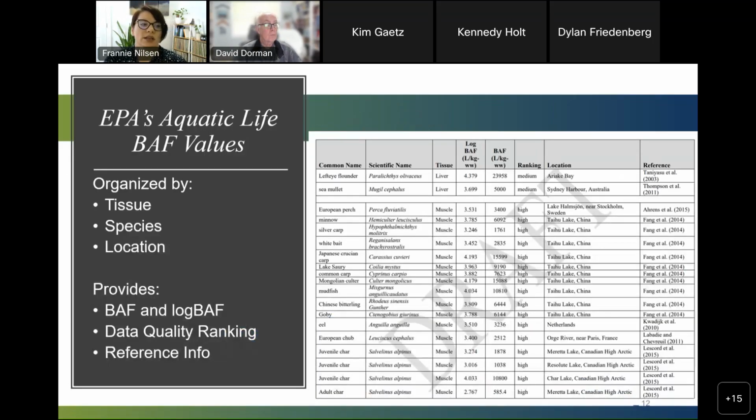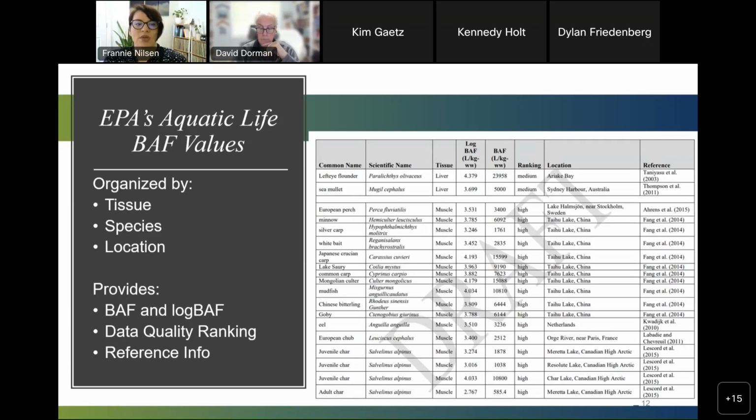As far as what is in the aquatic life criteria, this is a screenshot from one of the tables, and there's actually a ton of data in these criteria documents. It's really impressive, and they've put it together in such a great way. This is just one screenshot of one of the 3 pages of mussel data, but it's organized by tissue species and location. And so if you look at the columns, you can see all of that information. And then it also provides the bioaccumulation factor, the log bioaccumulation factor, which is another metric that's used in this kind of equation, as well as a quality ranking of the data, which is really important.